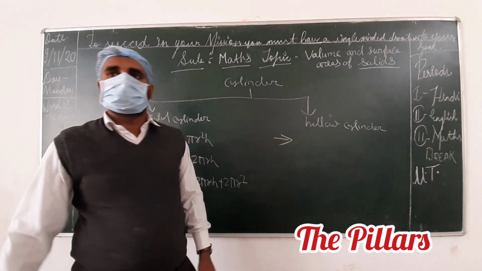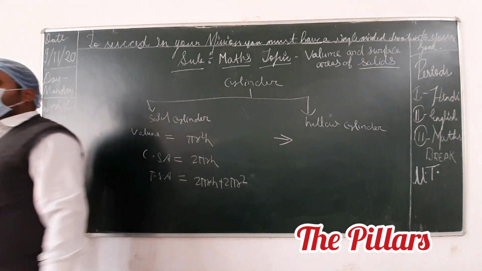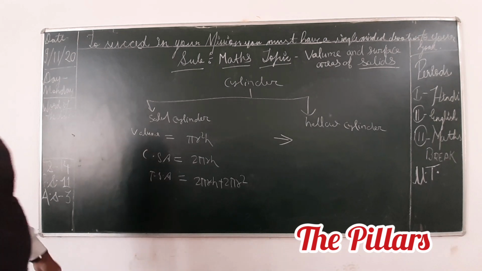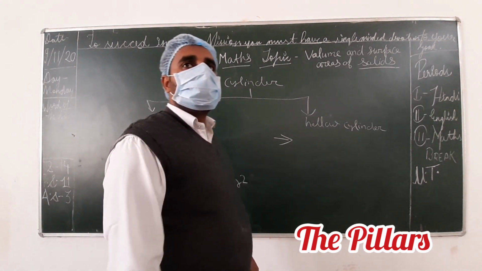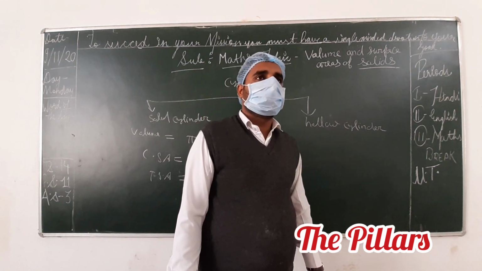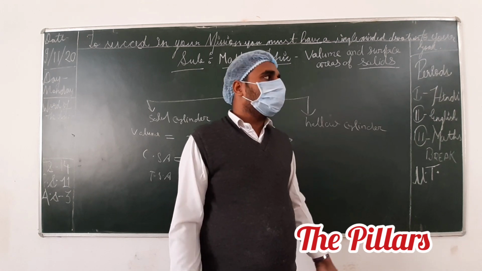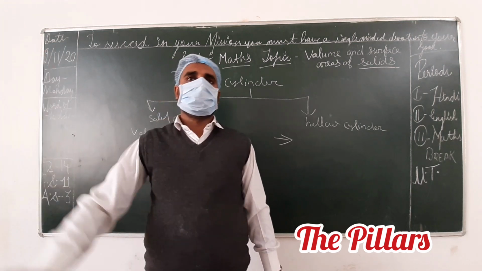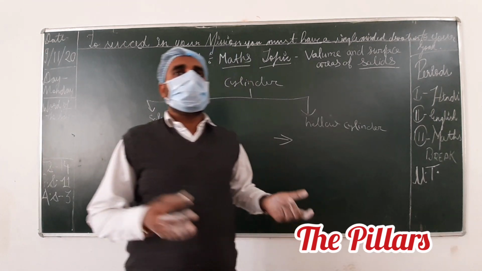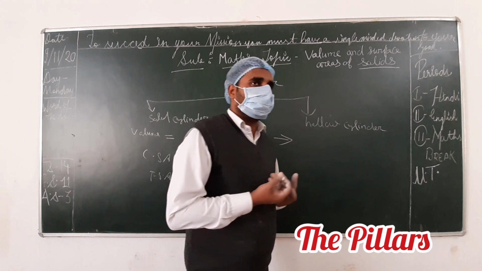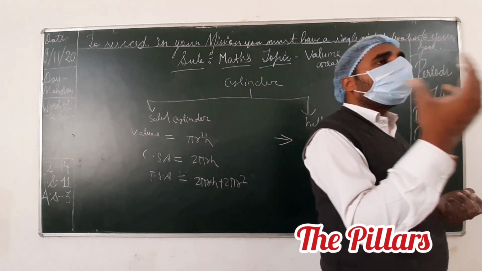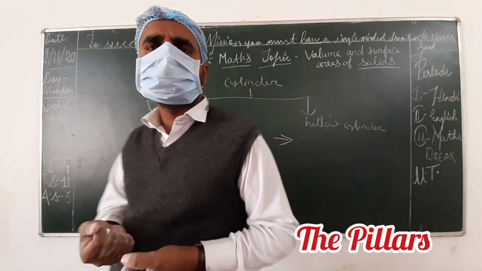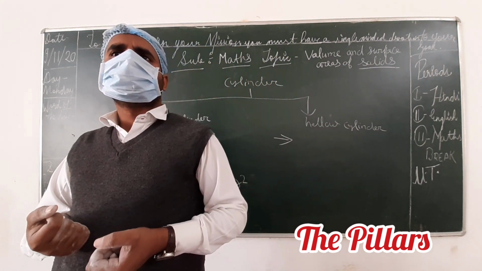Raunak, what is the volume of the hollow cylinder? Sir, pi r square h minus pi r square h. What is the difference between these two pi r square h? You have to see that it is pi r square h minus pi r square h. Sir, we take pi h common and r square minus r square.